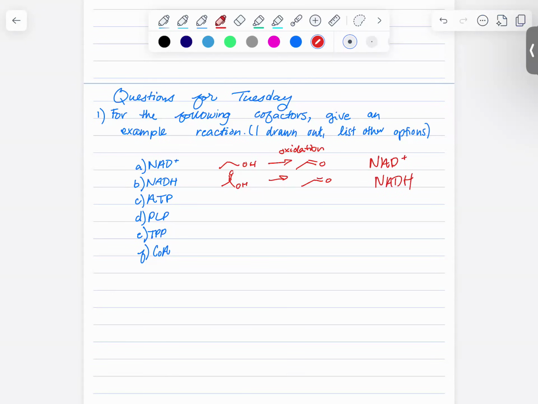With ATP, we know that we are looking for amide formation. Amide formation requires what two starting materials?